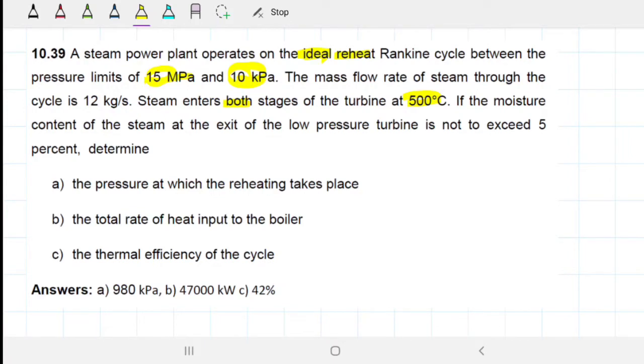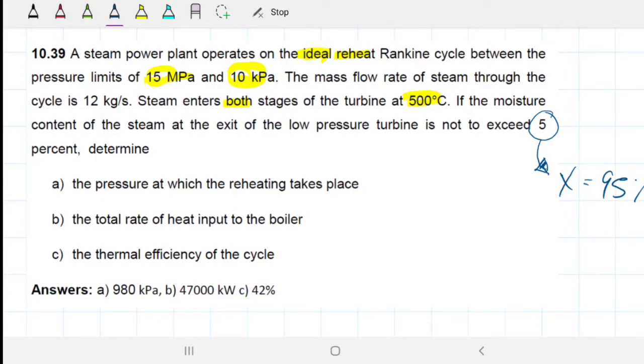okay, so what is it telling us? What is this saying? That there's two turbines. The one in which the exit has the lower pressure, this one cannot exceed 5% moisture, right? So this is actually telling us the quality, right? So if it's 5% moisture, it's 5% water, liquid, right? So therefore my quality is 95%, right? If 5% is liquid, then 95% is vapor.